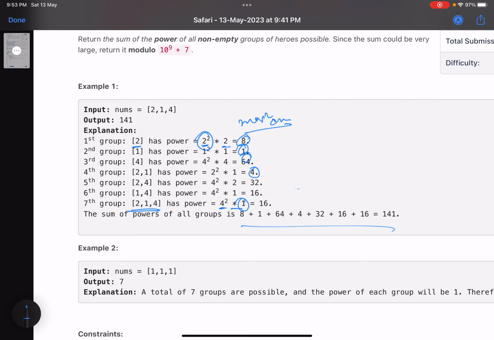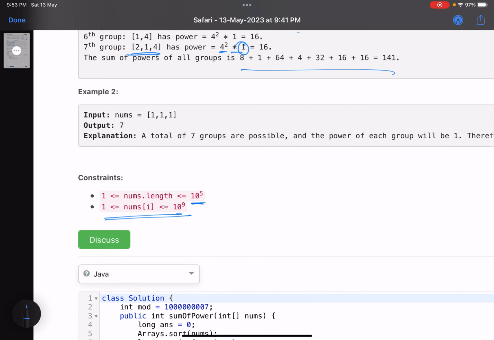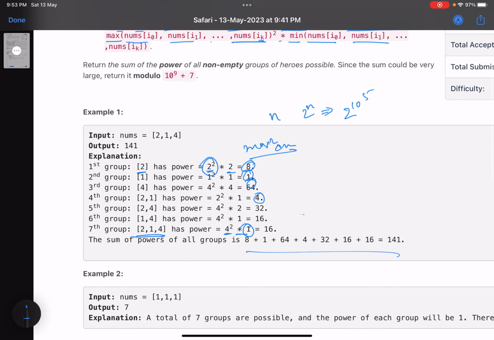Now for n elements, how many subsequences, or rather subsets, can you generate? You can generate 2 raised to power n subsets. Here I have 10 raised to power 5 elements, so the number of possible subsequences is 2 raised to 10 raised to power 5. Obviously this means that a brute force approach will not work here, right? So I'll have to use some other techniques.